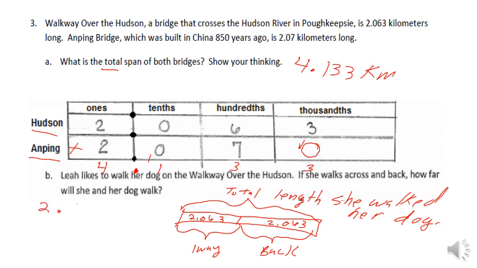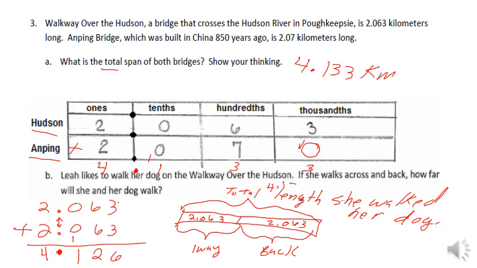And I got 2.063 and 2.063. Notice I have lined up my place values with my decimals. And then I've made sure every place value after that is exactly in line, because now I can go 3 and 3 is 6. 6 plus 6 is 12. Carry my 1. 0 plus 0 plus 1 is 1. Put my decimal point in there. And 2 plus 2 is 4. So we know the total up here was 4 and 126 thousandths kilometers.